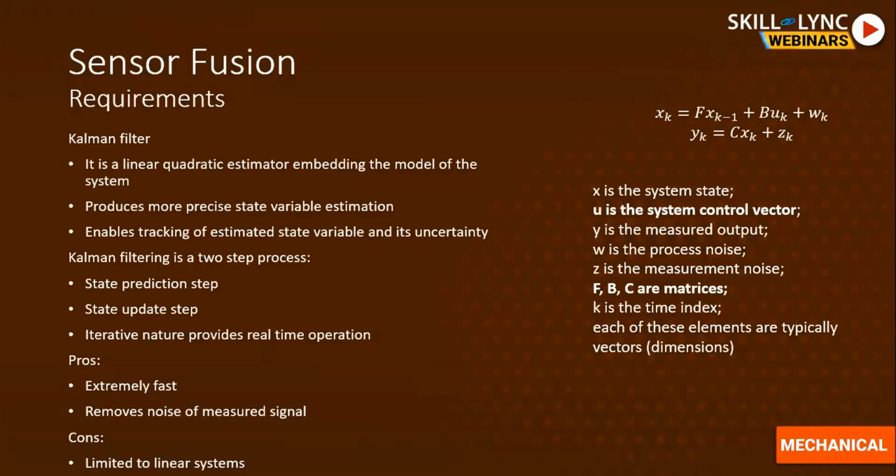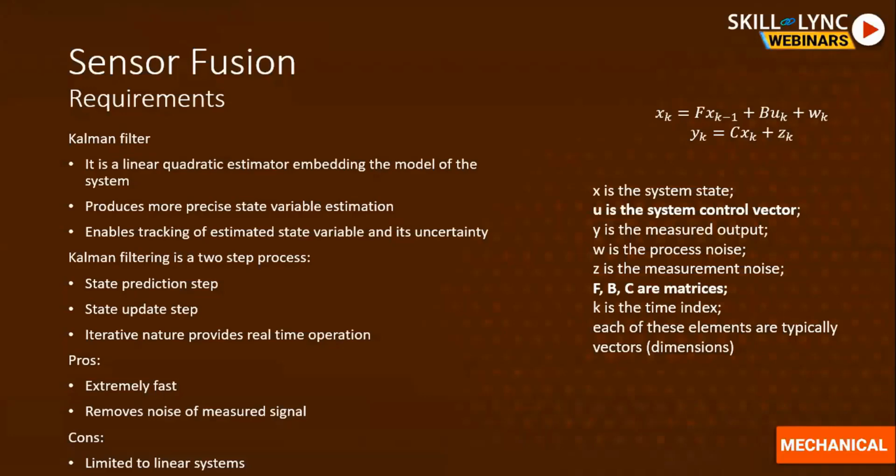An example of a state space model is given on the right hand side, where x of k is equal to f of x of k minus 1, b of u, and w. x is the system state, u is the system control vector, y is the measured output, w is the process noise. These are noises generated due to discrepancies in system modeling, and z is the measurement noise. These are the noises that enter the system because of the sensors or any disturbance on the apertures, as we mentioned before.